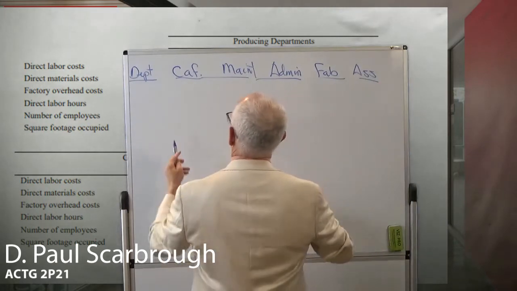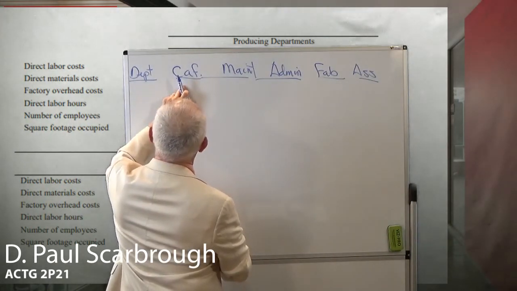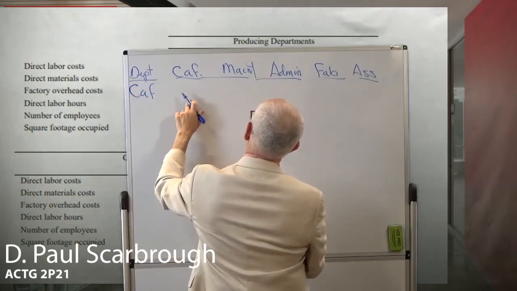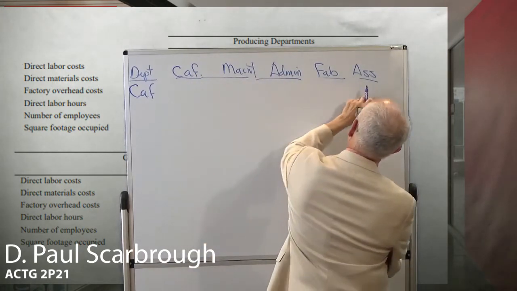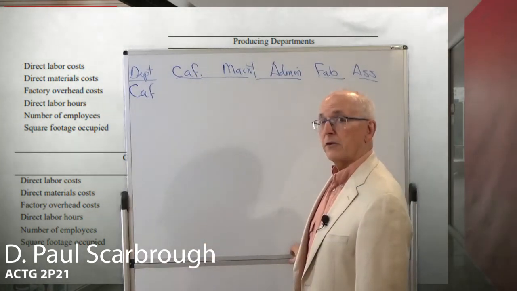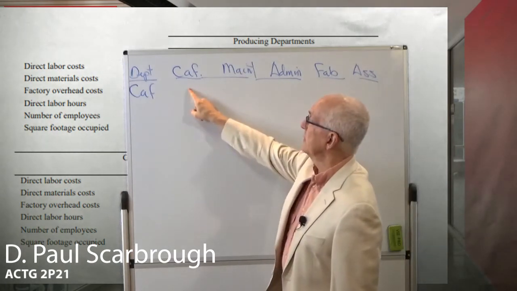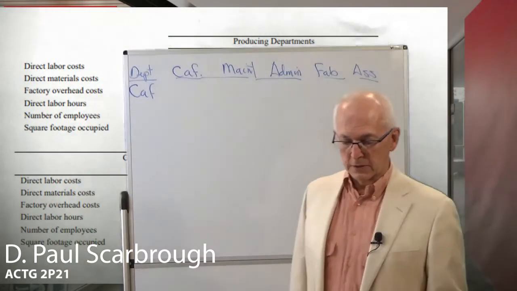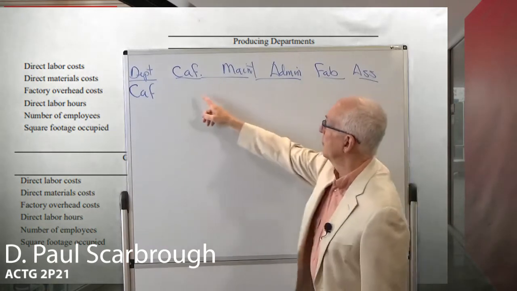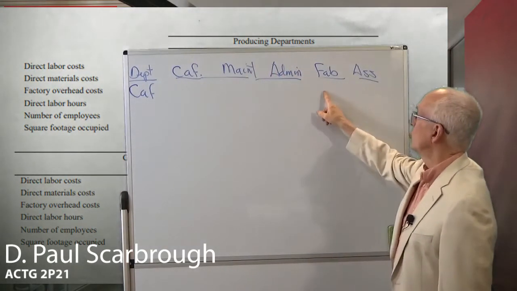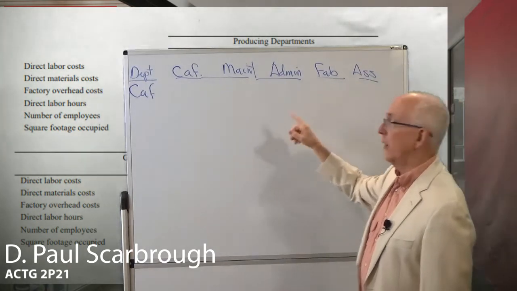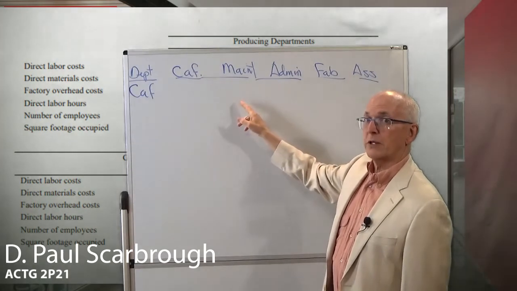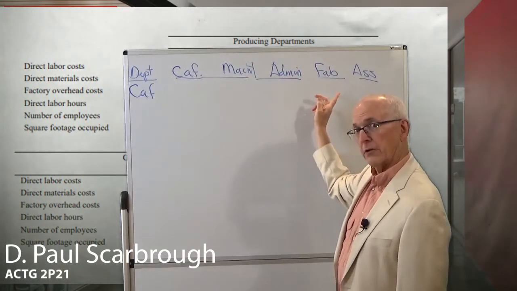This is a spreadsheet. We're going to take the cafeteria cost, and we're going to start with the cafeteria. We're going to take this cafeteria cost, and we're going to transfer it to the other 4 departments. And this is called the direct method because this transfer goes from here directly over to the other departments. So, excuse me, I pointed the wrong way. It goes directly from the service department to the production departments. And we don't transfer from the cafeteria to the other service departments. So it's a direct transfer from one service department into the other production departments.